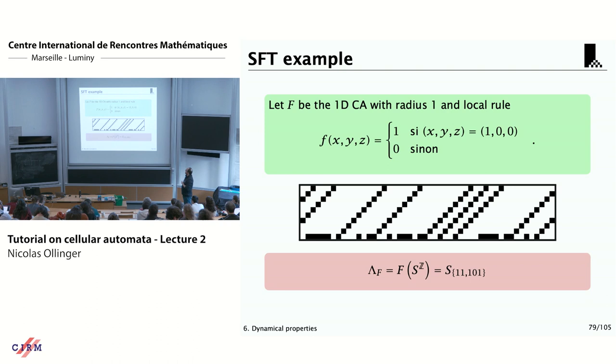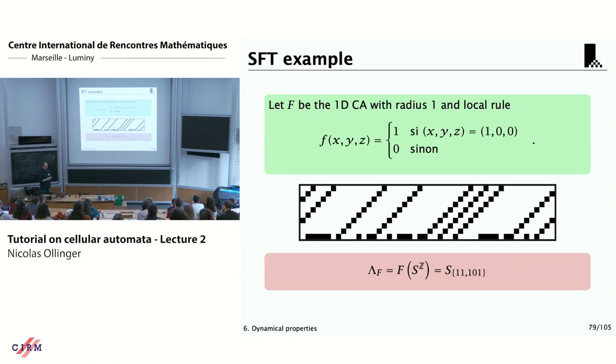Then you will see something like that, right? In the beginning, you might have blocks of 1 that will not do interesting things. And after that, you would have some isolated particles that will move to the right. So what is the limit set? The limit set is simply the set of configurations where you don't see two consecutive 1s, or you don't see a 0 in between two 1s. So that's an SFT.